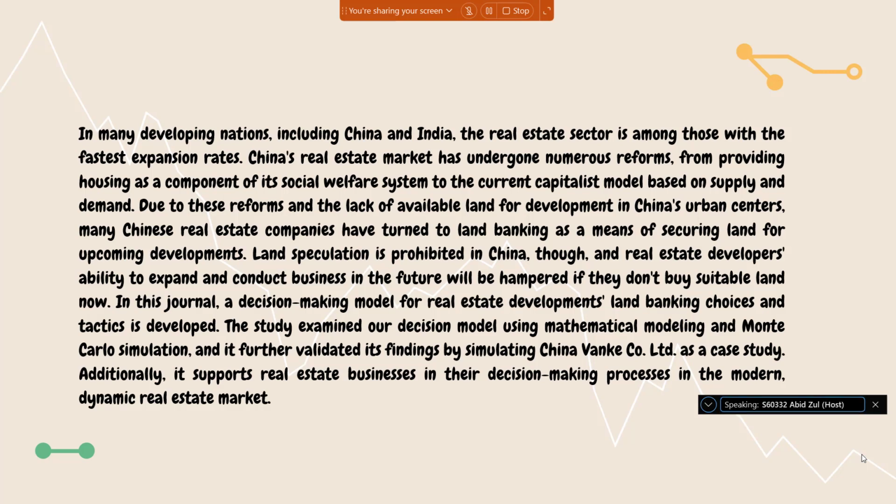In this journal, a decision-making model for real estate developers' land banking choice and tactics is developed. The study examined the decision model using mathematical modeling and Monte Carlo simulation, and it further validated its findings by simulating China Vanke Ltd as a case study. Additionally, it supports real estate businesses in their decision-making processes in the modern dynamic real estate market.